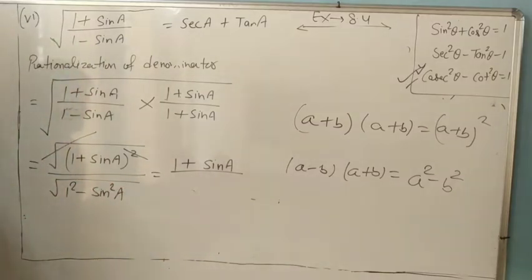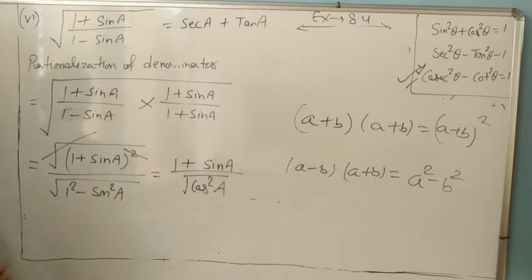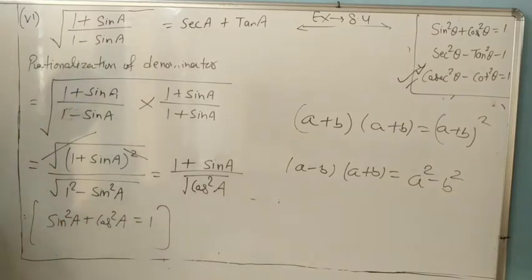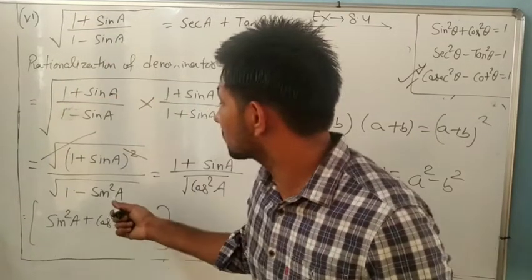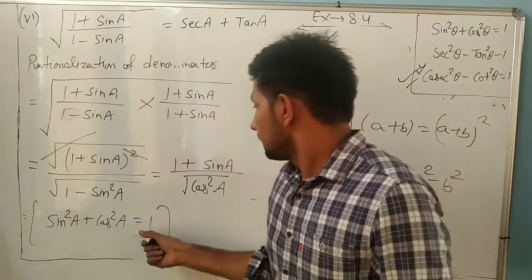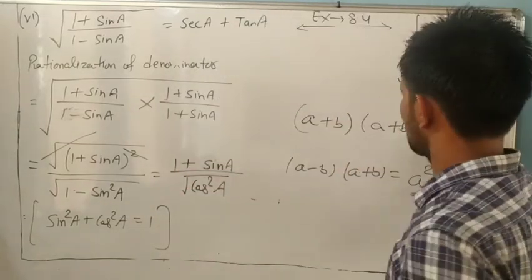What is it? Can I write cos square a? Yes. Remember the identity: sine square a plus cos square a is always 1. Always remember, whenever we have sine square, cos square, we will use this identity. Okay, dear? So 1 minus sine square a is cos square a.